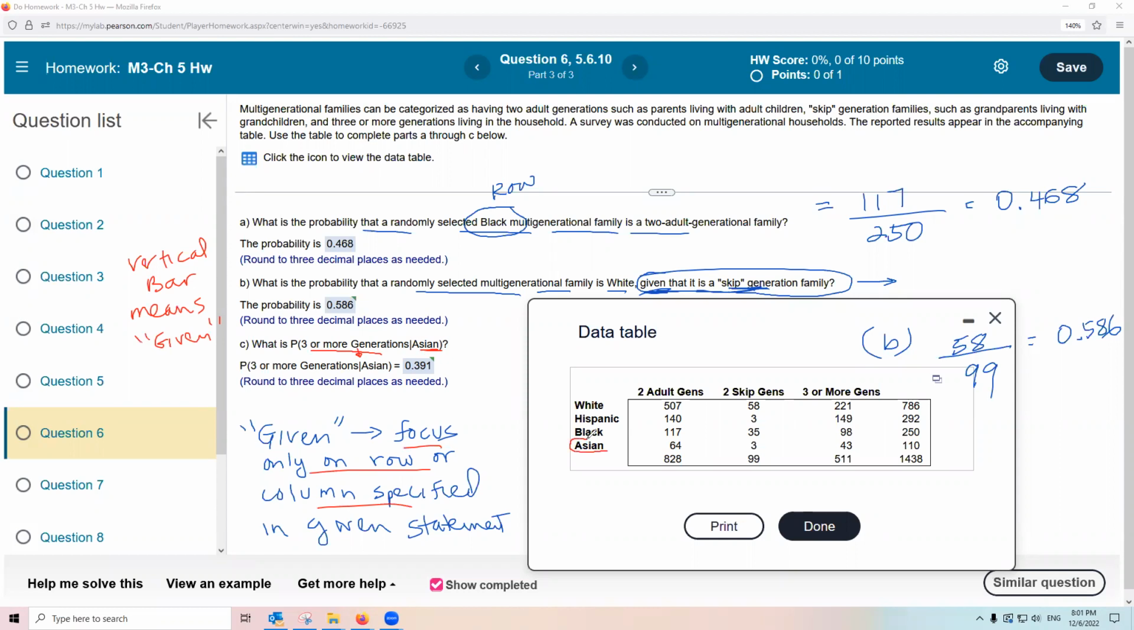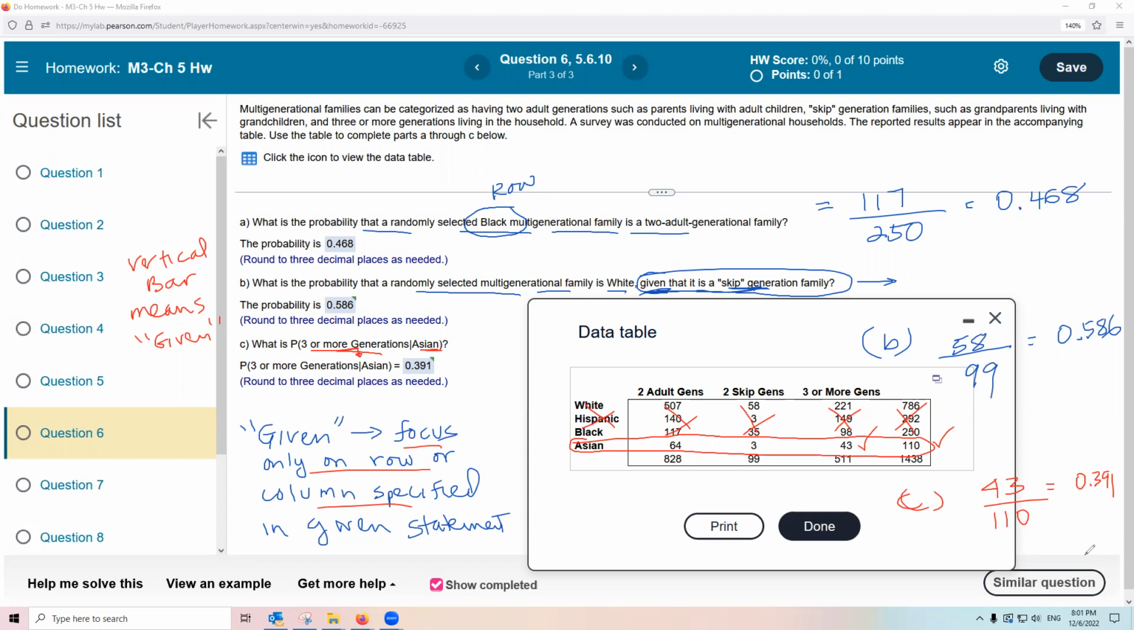So I'm going to focus only on this row. Ignore the rest of the table. I'm going to cross out the rest of the table because I'm not going to look at the rest of the table. I'm only going to look at the row for Asians. And they want to know, what's the probability of three or more generations? Well, three or more generations is this number 43. And I'm going to divide it by the row total of 110. And 43 divided by 110 is 0.391.